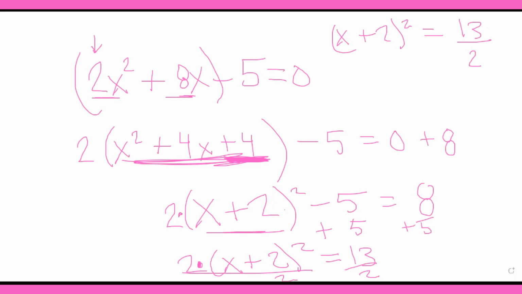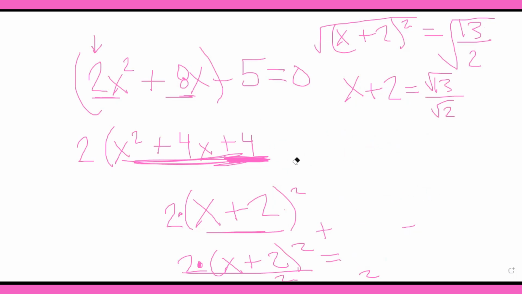So now to get rid of the square, I'm going to square root both sides. So that gives me the inside something. When I square root something squared, I'm left with that something. X plus 2 equals, and by my rule of square roots, I can just do square root of 13 over square root of 2. Still not very pretty. Most teachers would want you to rationalize that radical, meaning I don't want to have a radical on the bottom. So I'm going to just give myself a little bit of room here.